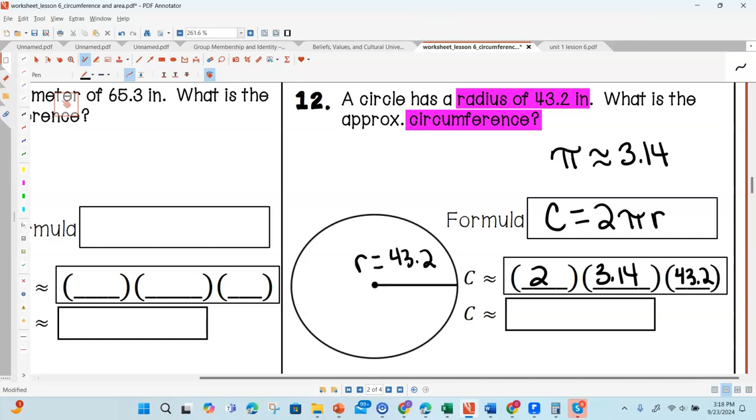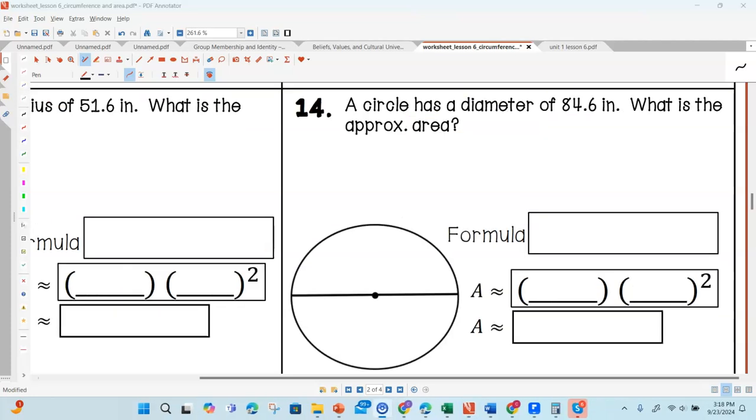Now, we're going to multiply these values together. So when we multiply 2 times 3.14 times 43 and 2/10, we get approximately 271 and 30 hundredths inches.